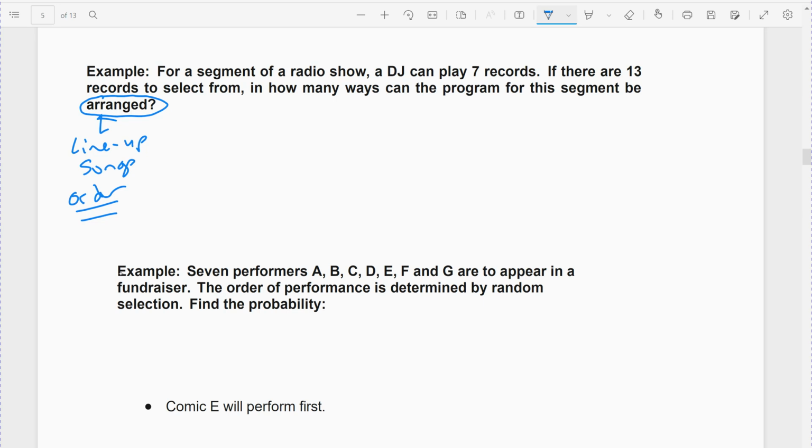Alright, so we had 13 to choose from, and we're picking 7. So it's a permutation, 13, choose 7. And so there are quite a few ways to do this. 8,648,640. There are over 8 million ways to order 7 songs if we're choosing from a group of 13 songs.